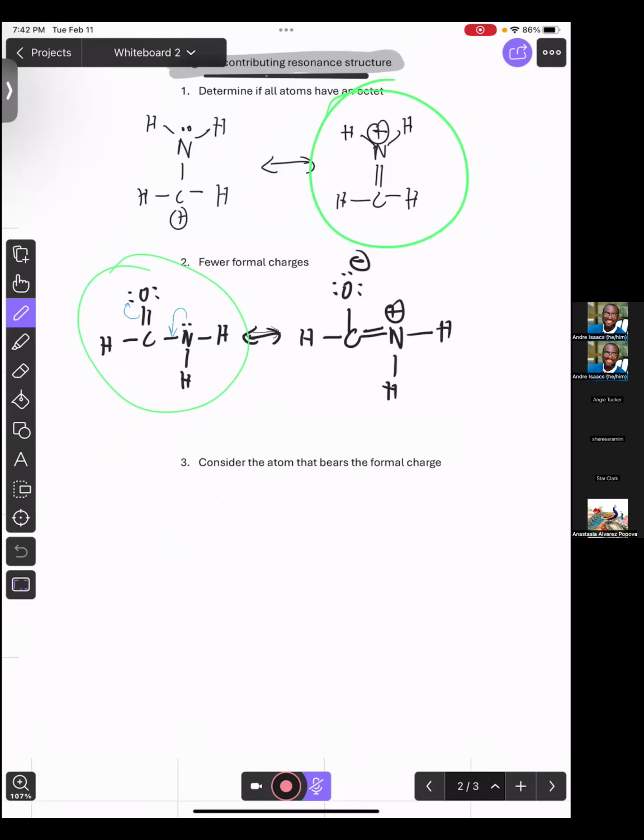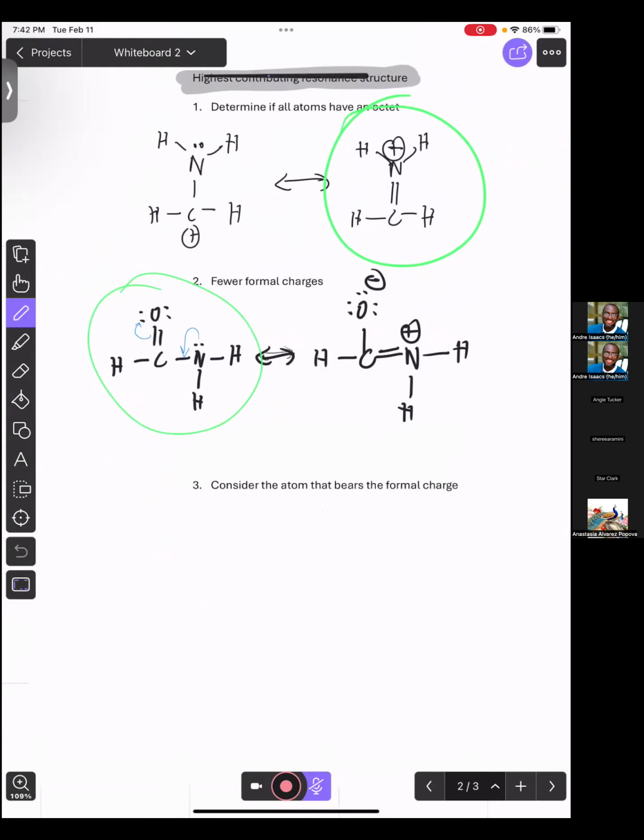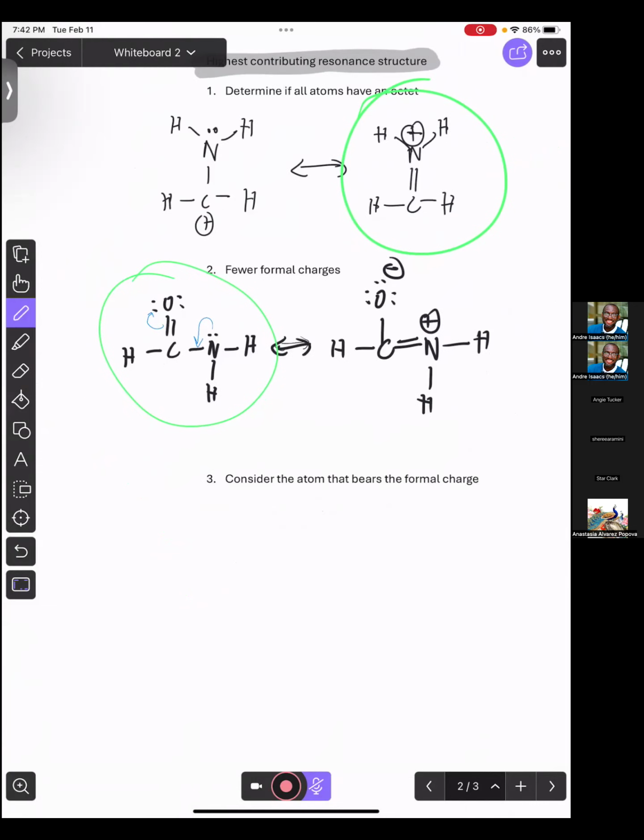Okay. All right. And then the final one now is to consider the atom that has the charge. You have to think about which atom has the charge. So let's look at it. What if they all have 8 and they all have the same number of formal charges? You want to look at which one has the charge. Let's look at something like this again. I'm just going to modify this, and I'm going to write a negative nitrogen here. So now I'm giving you a negative nitrogen. So you all know where to start.